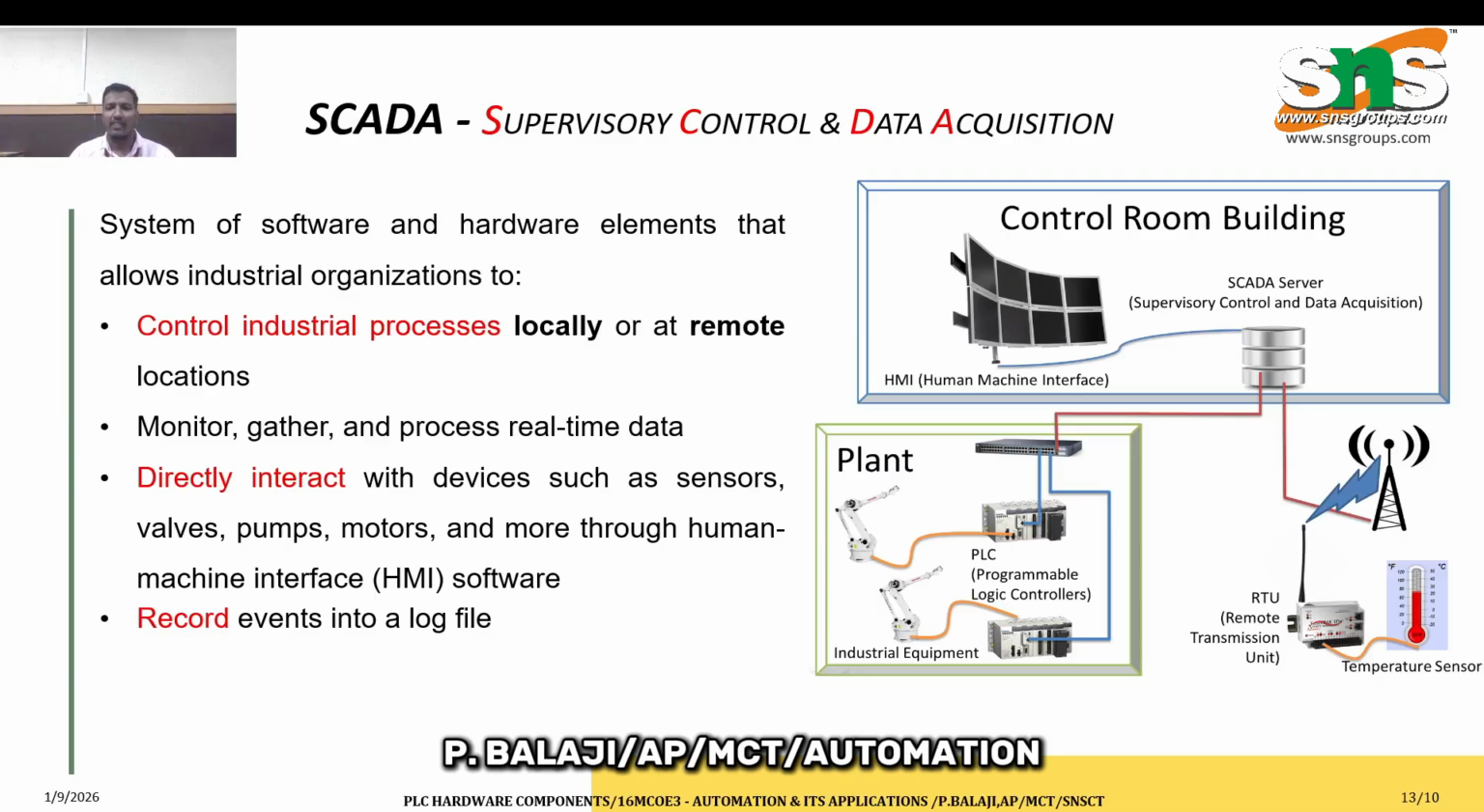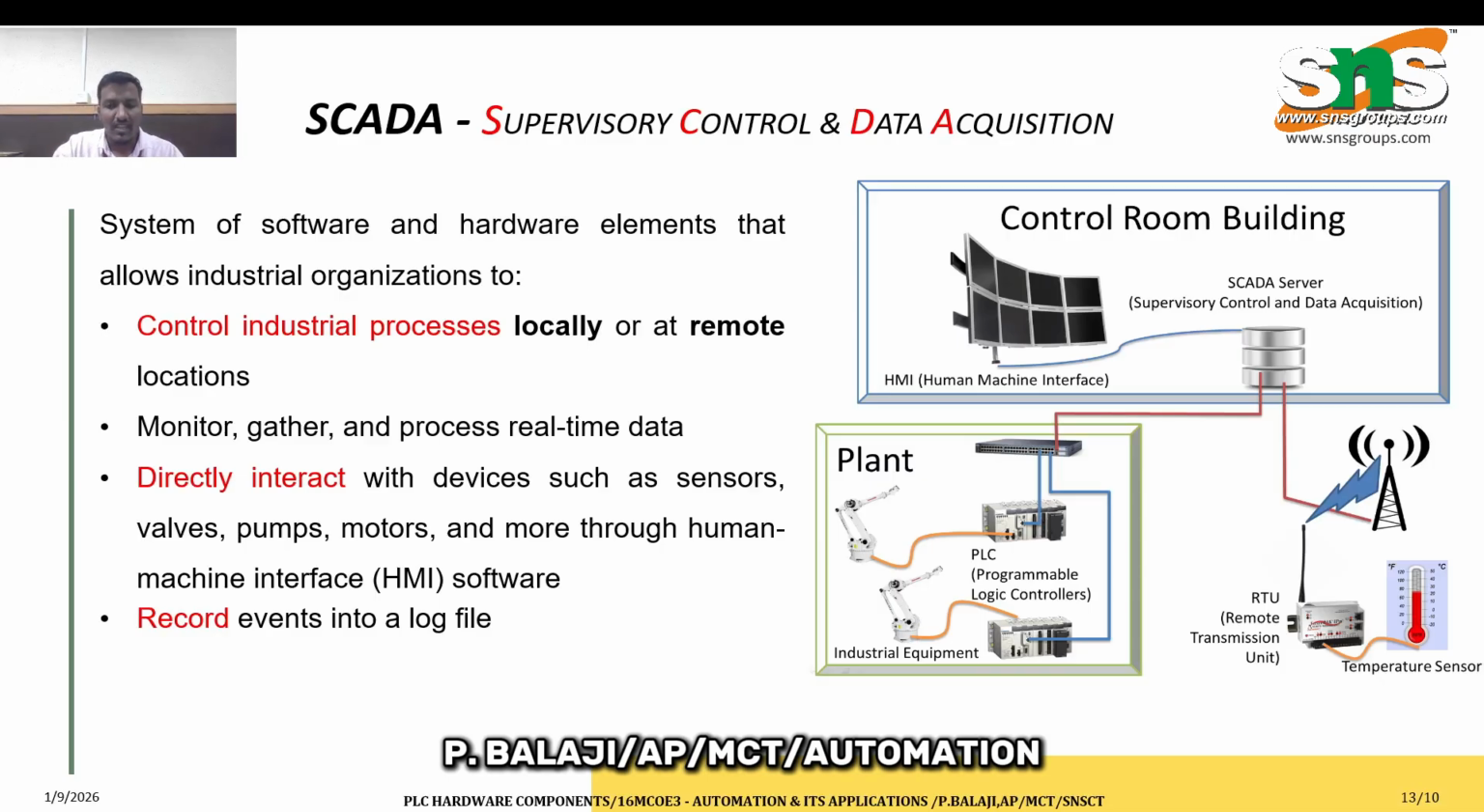In a SCADA system, we have PLC, ECU, and HMI, all available in a single window. On the screen, you can see there are some control buildings available, and we have HMI interfaces available. We also have plant operations in the field devices, and the remote transmission unit is also available. All those things we can see in a single place by viewing the screen.